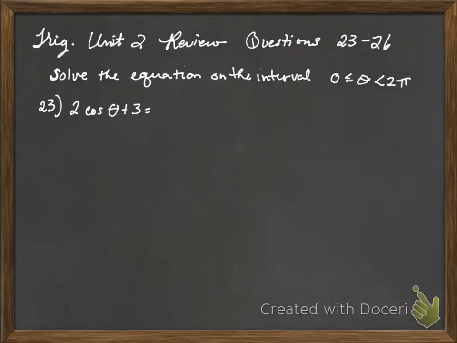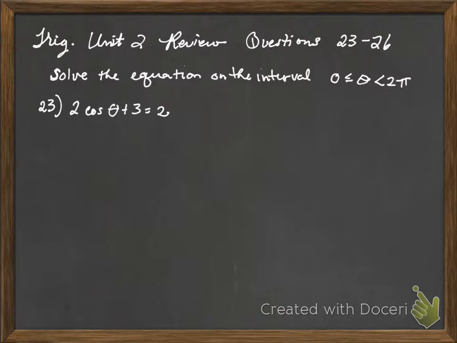Okay, this is Trig Unit number 2 review, questions number 23 through 26. Solve the equation on the interval 0 is less than or equal to theta, which is less than 2 pi. So our values can be 0 and up to 2 pi, but not including. So the first one, number 23, asks me to solve, and it says 2 cosine theta plus 3 equals 2.